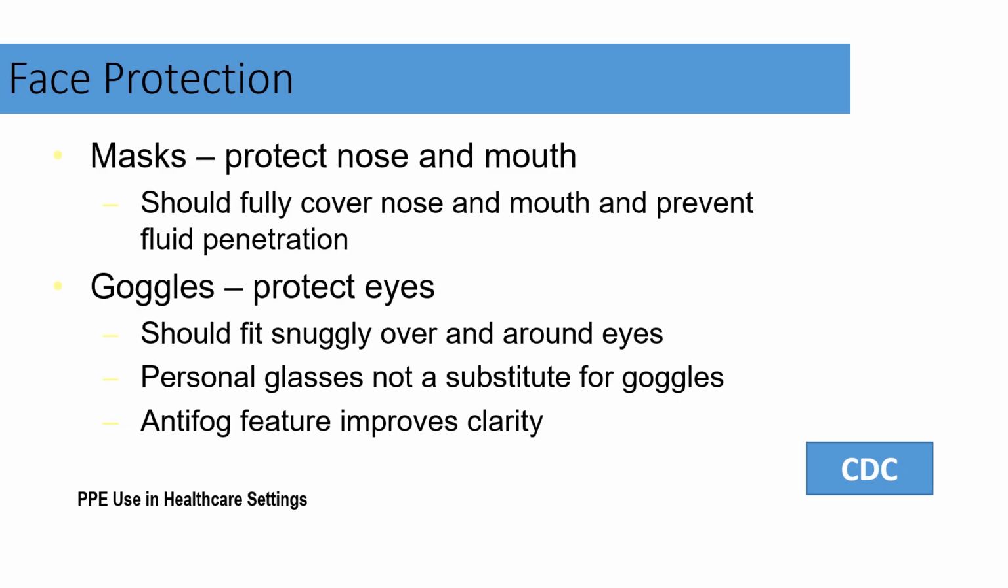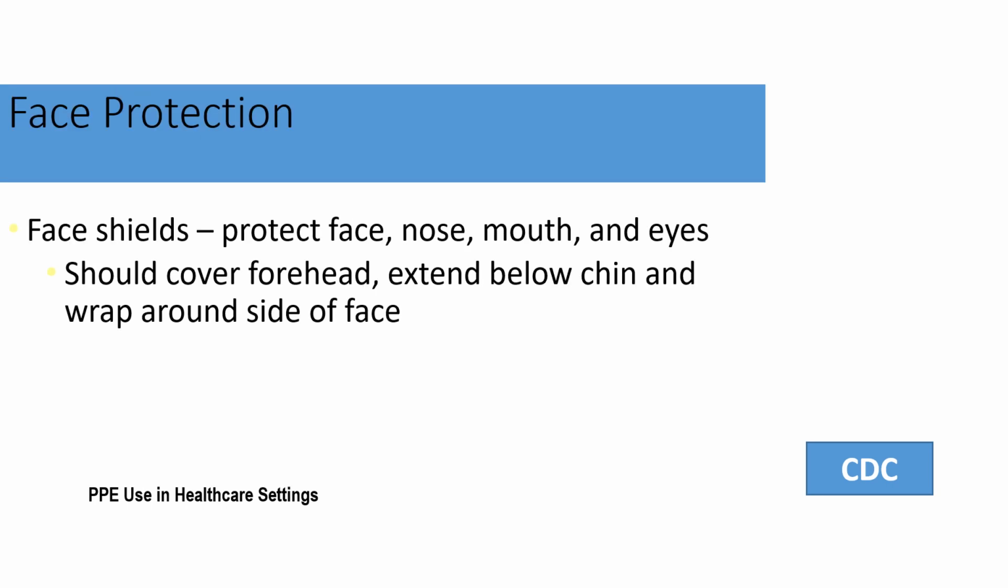Face mask protects the nose and mouth. It should fully cover the nose and mouth and prevent fluid penetration. Goggles protect the eyes, and should fit snugly over and around the eyes. Personal glasses are not a substitute for goggles. Anti-fog features improve the clarity. Face shields protect the face, nose, mouth, and eyes. They should cover the forehead, extend below the chin, and wrap around the sides.